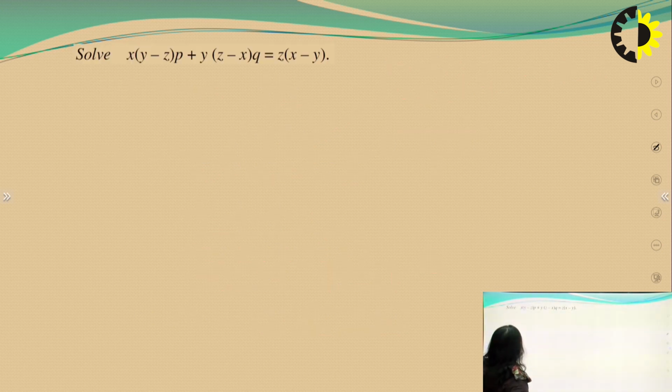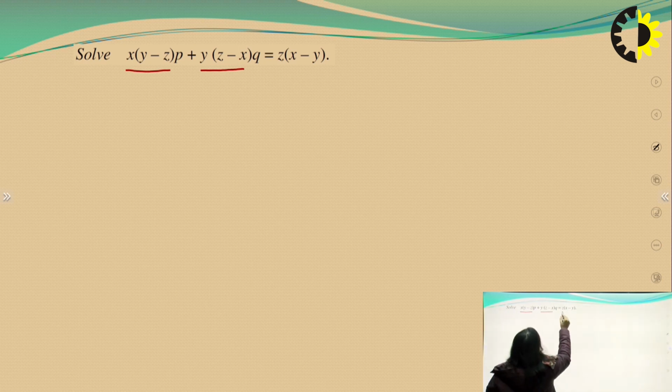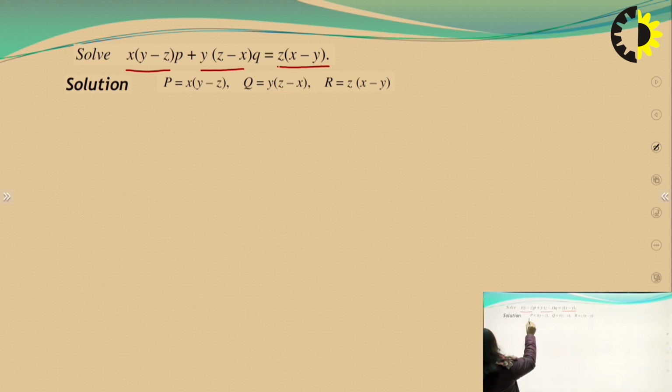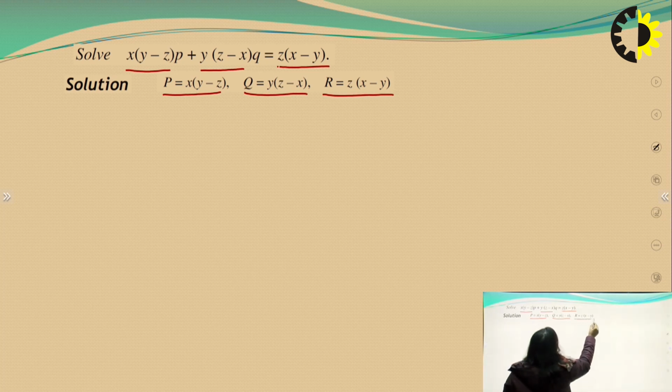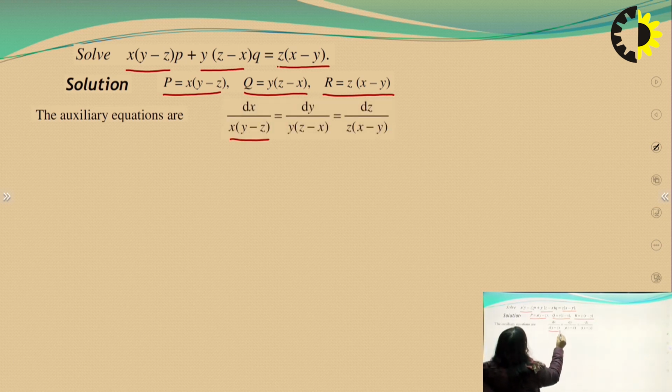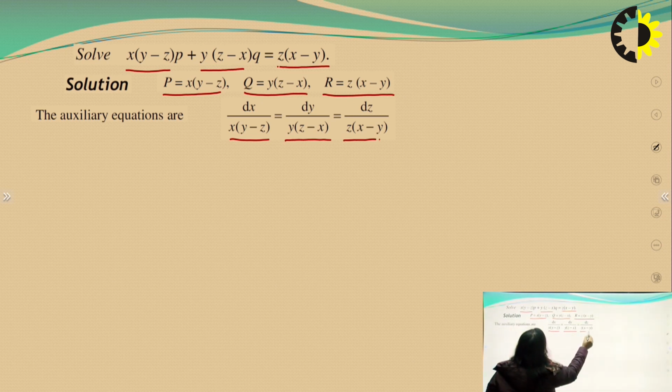Now let us consider one more example. Let us have x into y minus z p plus y into z minus x q equal to z into x minus y as a numerical. So I'll write down capital P as x into y minus z, capital Q as y into z minus x, and capital R as z into x minus y. The auxiliary equations will be dx upon capital P, dy upon capital Q, dz upon capital R.